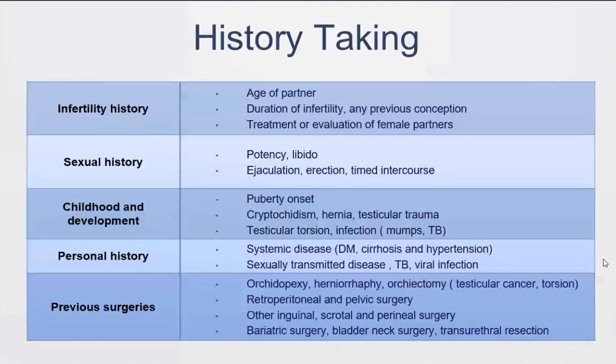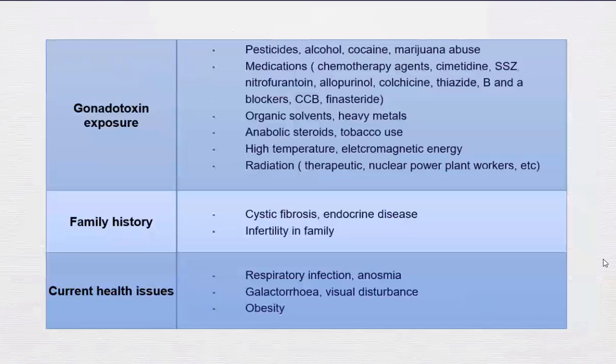Previous surgeries to the genital area and also retroperitoneal and pelvic surgery, bariatric surgery for patients with morbid obesity, bladder neck surgery and transurethral resection might put the patient at risk of having retrograde ejaculation. The gonadotoxin exposure: there are certain drugs that are associated with abnormal spermatogenesis. There are also a group of drugs that will give you feedback to the hypothalamus and pituitary axis, such as exogenous drugs, and high temperature, electromagnetic energy, and radiation.